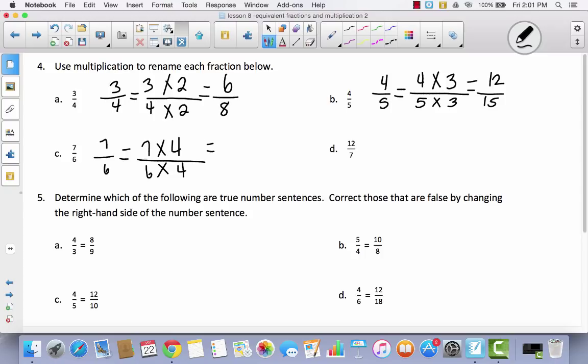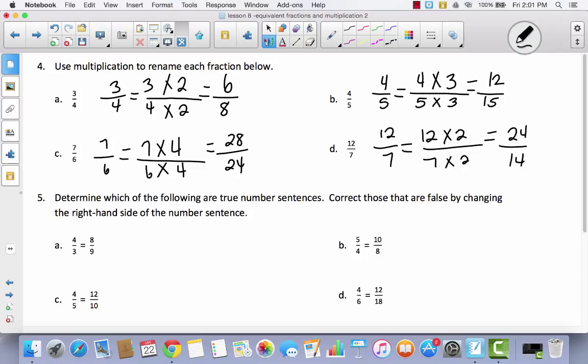And now I have 28/24. And you can see that this is an improper fraction or greater than 1 because I have more parts than I have, but that's okay. All right, the same thing here. I'm going to do 12/7. I think this time I'm going to just multiply times 2, keep it kind of easy, and I'm going to end up with 24/14 as an equivalent fraction.